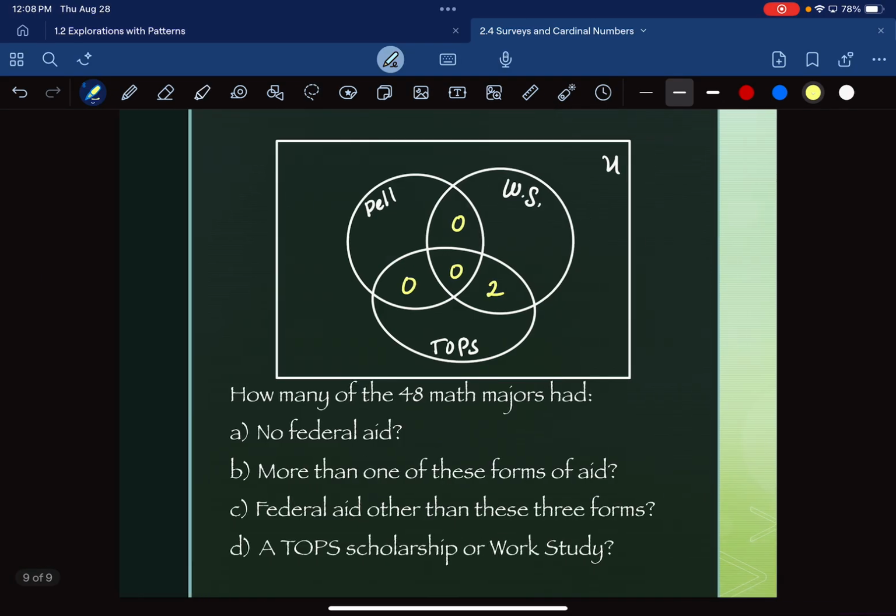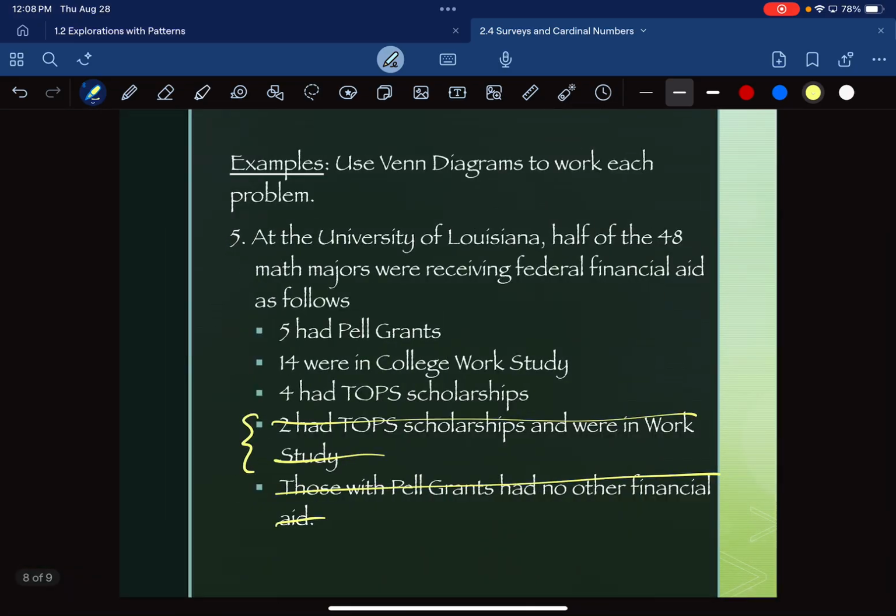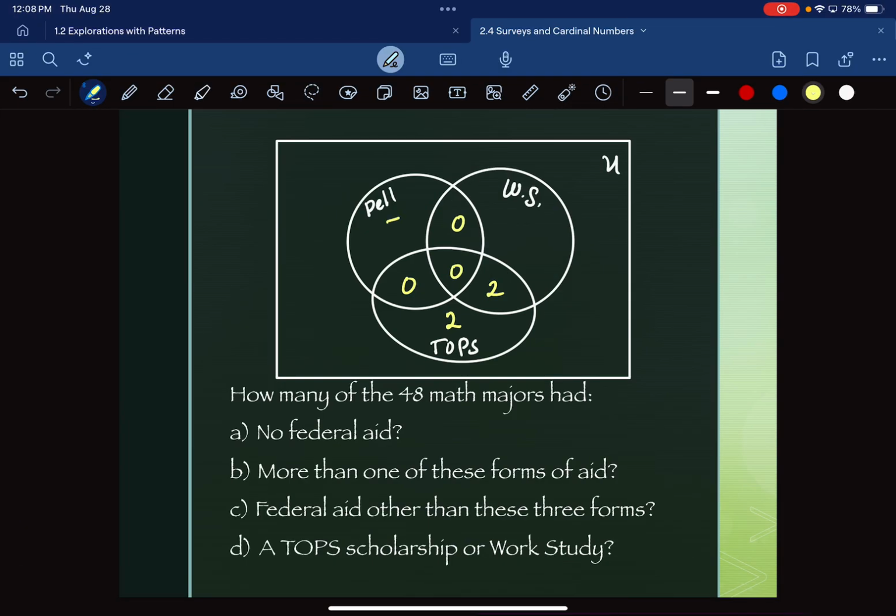So 4 had TOPS scholarships. So that one's down here for 2, right? 2 left on that one. So 2 and 2. So I've got 4 in the TOPS circle. 5 had Pell Grants. Okay, 5 had Pell Grants. There's only one place for Pell Grants. That's 5 right here.